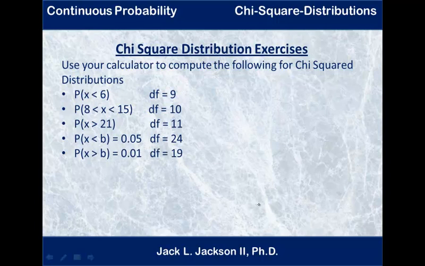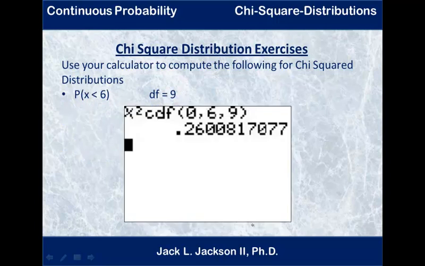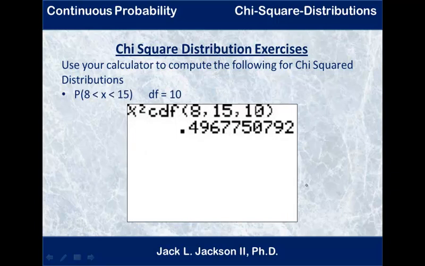Okay, so let's take a look at these one at a time. We want to find a cumulative probability that x is less than 6. The easiest way to do that is just do a chi-square CDF, go from 0 to 6, 9 degrees of freedom, about 0.26. Next, we want to go between 8 and 15, find that probability with 10 degrees of freedom, also pretty easy. Chi-square CDF, 8, 15, 10. That's about 0.49677.